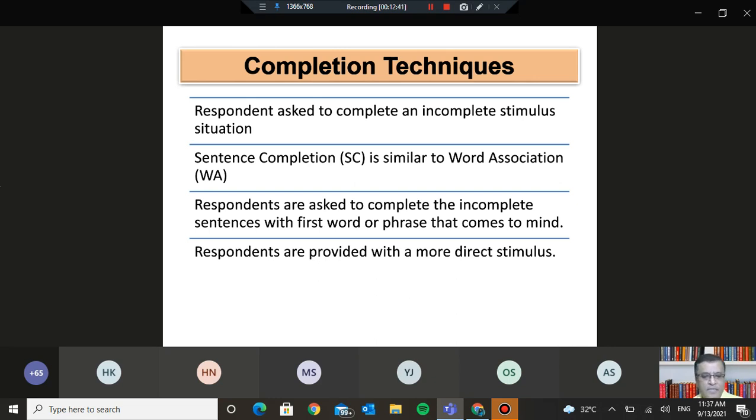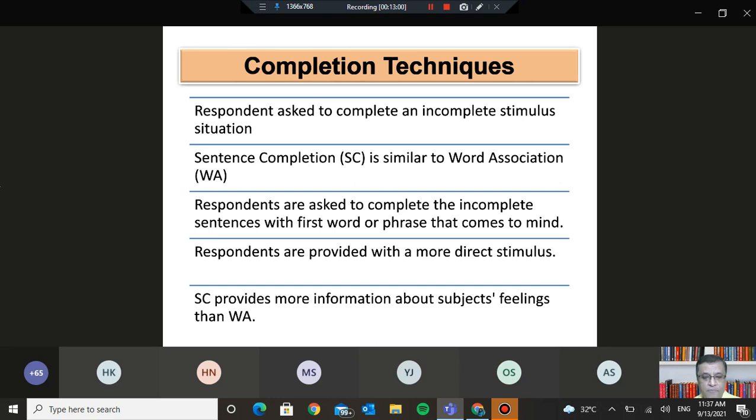It depends upon the situation, it depends upon what you expect, and it also depends upon your subjects, whether they will be using a single word to complete it, or a phrase to complete it, or maybe more than a phrase. Maybe a complete sentence or something very long they may provide to you, so that may be more revealing as far as their underlying motivations are concerned. As far as the advantage is concerned, if you compare with word association, it is said that sentence completion provides more information.